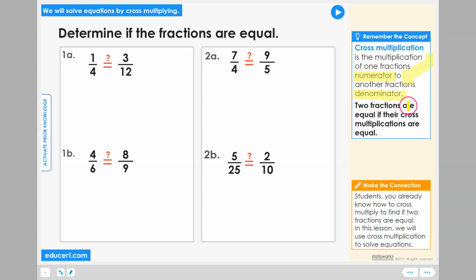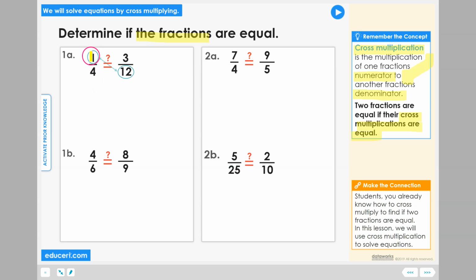Two fractions are equal if their cross multiplications are equal. So we can determine if the fractions are equal by checking out their cross multiplications. If the cross multiplications are equal, then we know that the two fractions are indeed equal. Let's begin. We have the fractions 1/4 and 3/12. We want to know if these two fractions are equal, so let's check the cross multiplications.